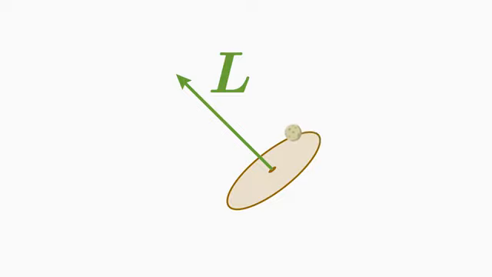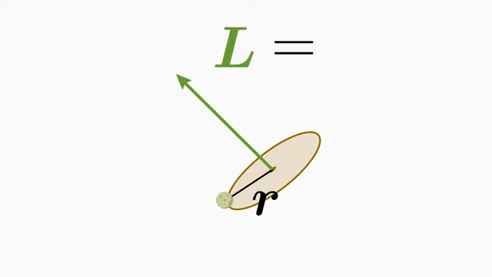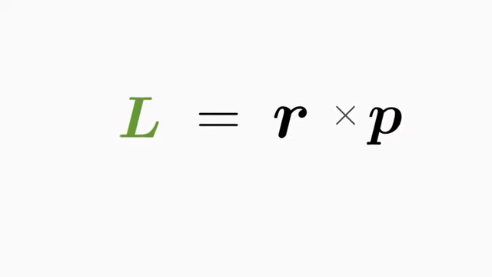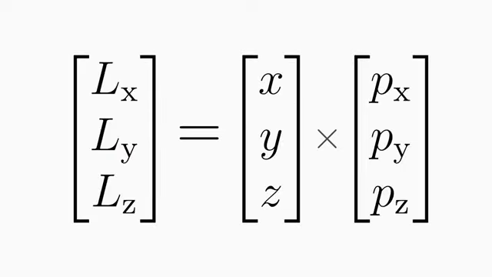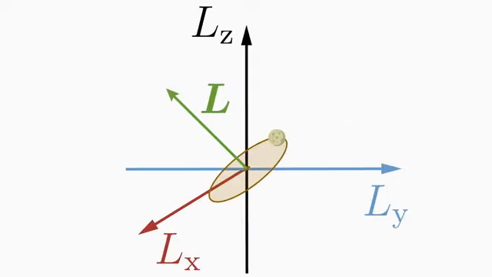The angular momentum, or more precisely, orbital angular momentum L of a classical particle is given by the cross product between the distance r of the particle from the axis of rotation and the particle linear momentum p. If we write out this cross product, we get the individual components of the angular momentum vector Lx, Ly, and Lz, which indicate the magnitude of the angular momentum in x, y, and z direction.